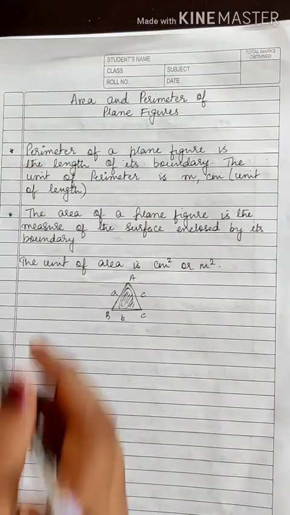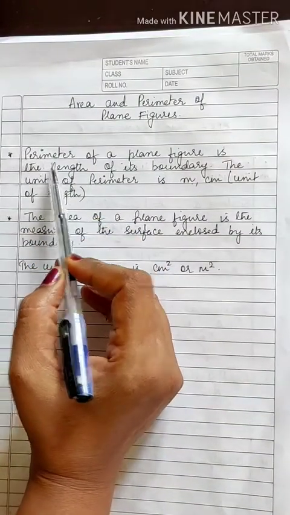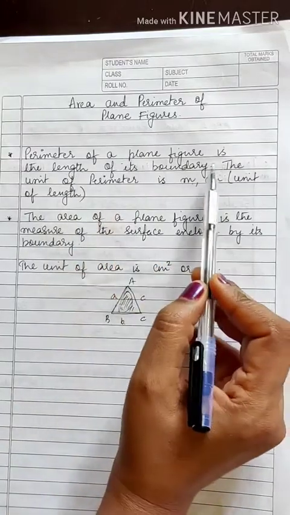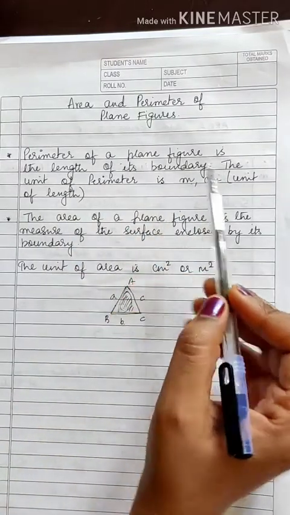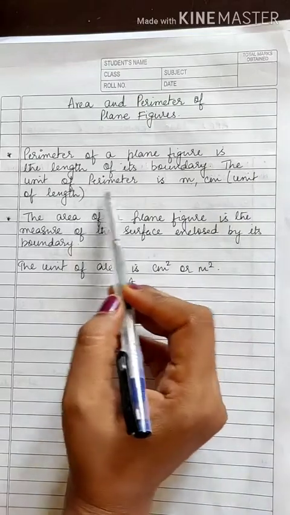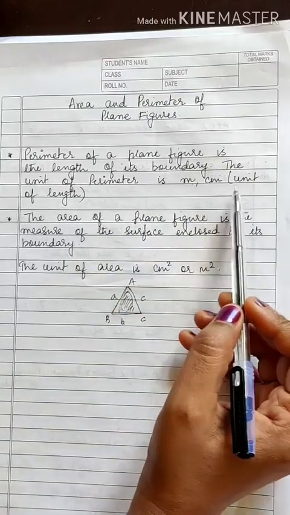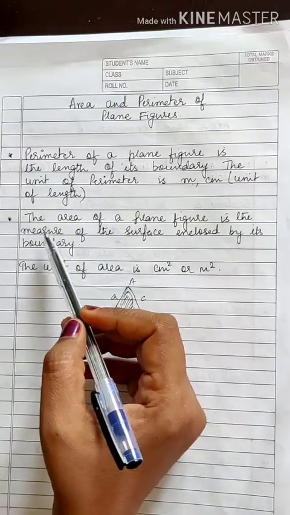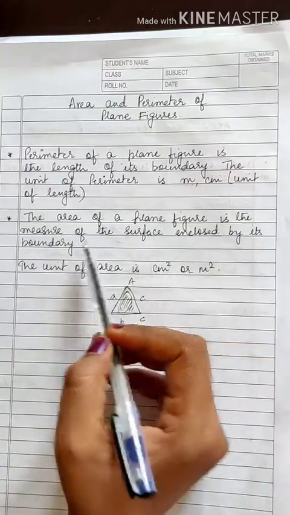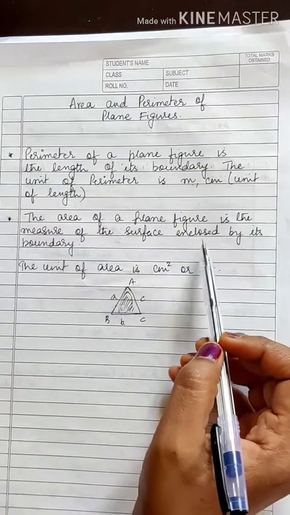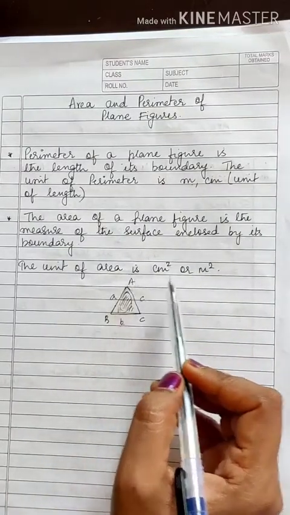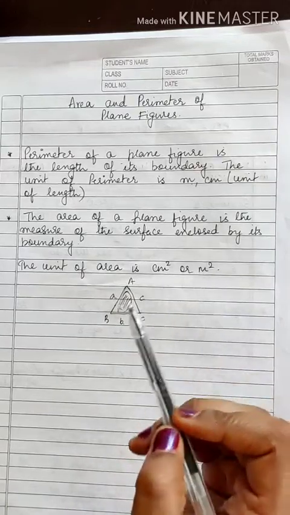To begin with, what is the perimeter of a plane figure? The perimeter of a plane figure is the length of its boundary. The unit of perimeter is meter or centimeter, which is the unit of length. What is the area of a plane figure? It is the measure of the surface enclosed by its boundary. The unit of area is centimeter square or meter square.